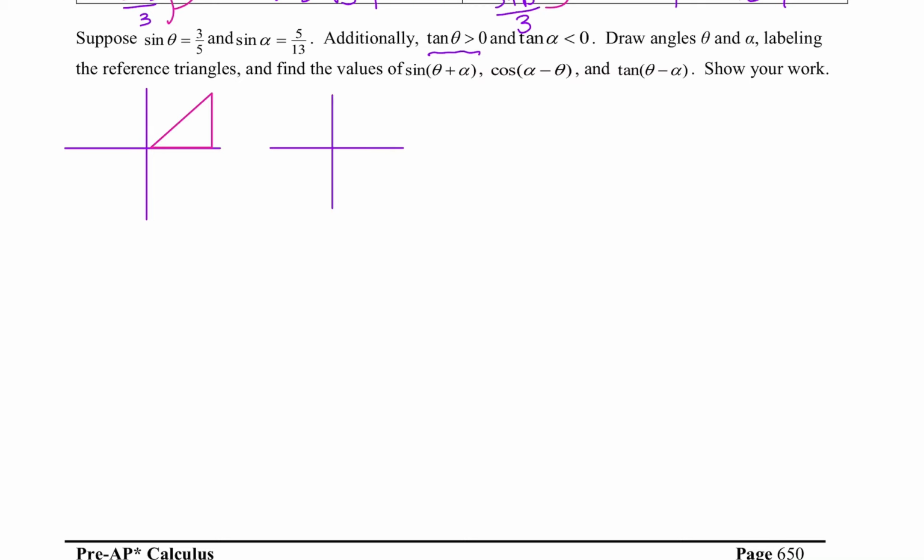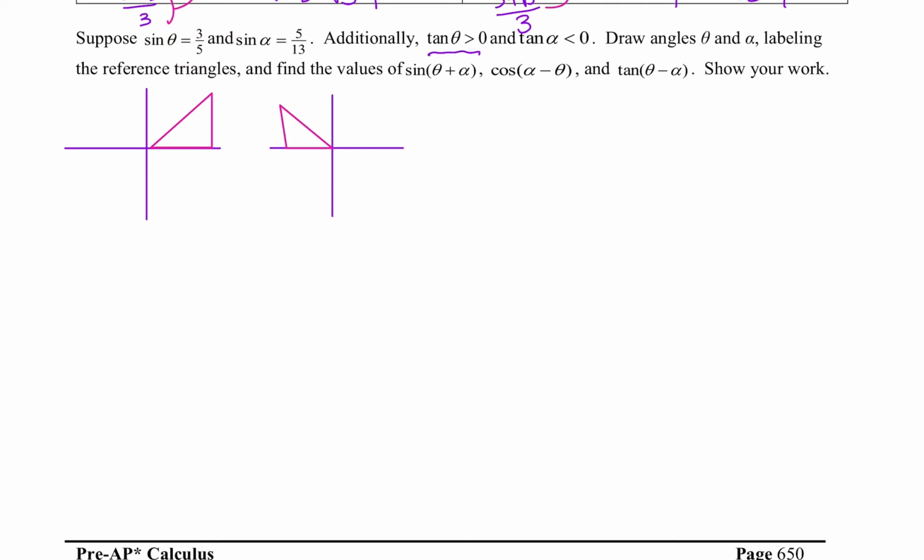For my second one, it said that sine of alpha is positive. So yet again, since sine is positive, we know it's in quadrant 1 or 2. But it said tangent is negative. So for tangent to be negative, it has to be in quadrant 2. That is the only way we're going to get a positive sine and a negative tangent.